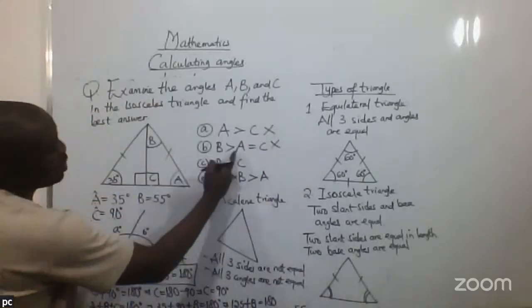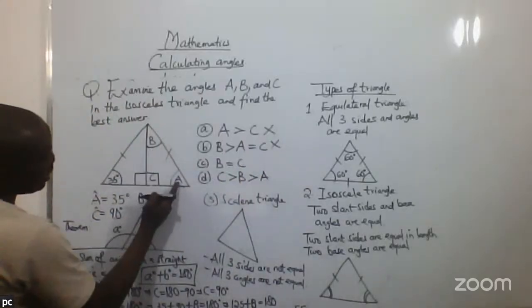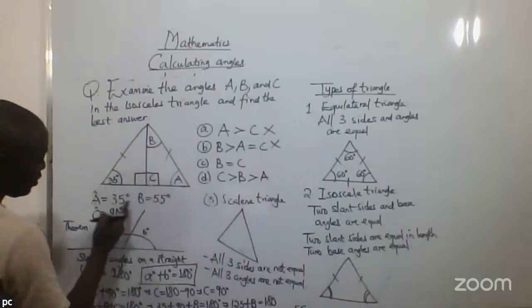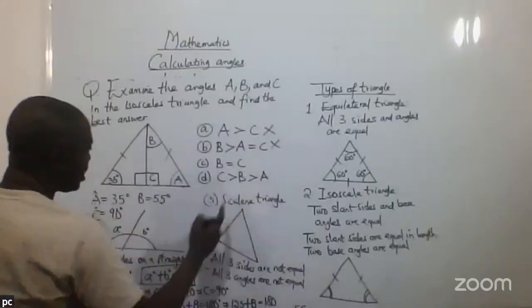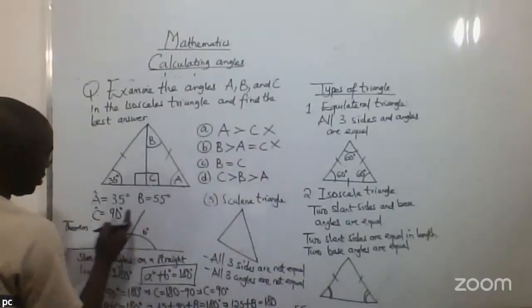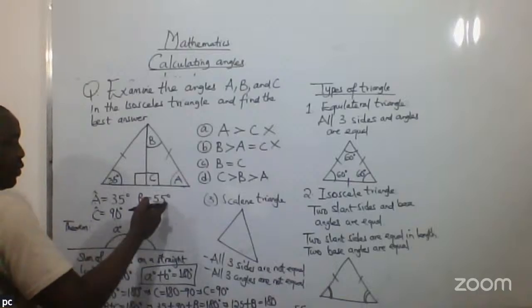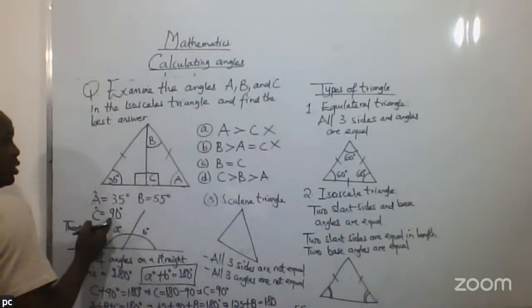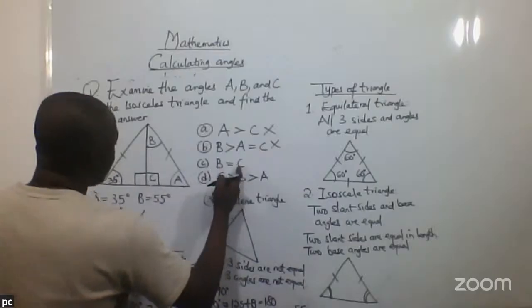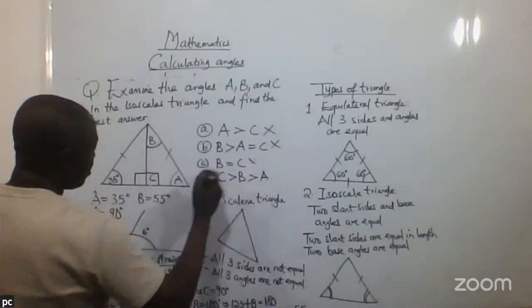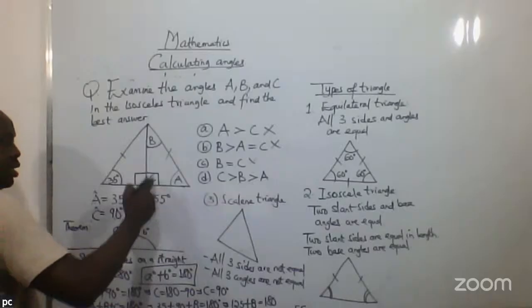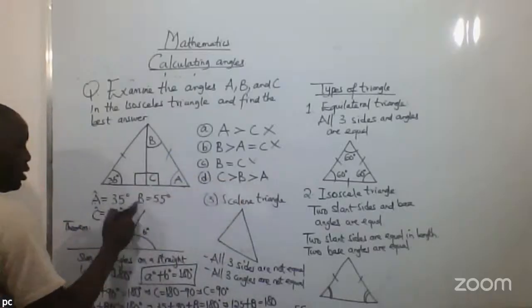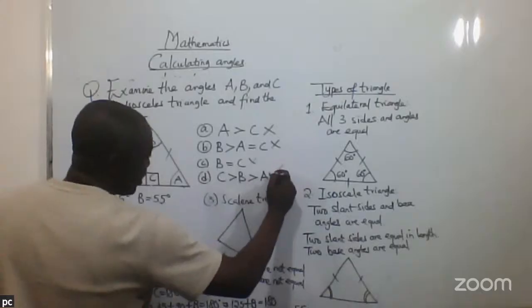Okay, so B greater than A. Yes, because B is 55 while A is 35. But is A equal to C? The answer is no. A is not equal to C because C is 90 and A is 35, so they are not equal. Now B equals C is wrong. But C is greater than B. That is, C is 90 degrees, which is greater than B. Then B is greater than A, because B is 55. And this is the correct answer.